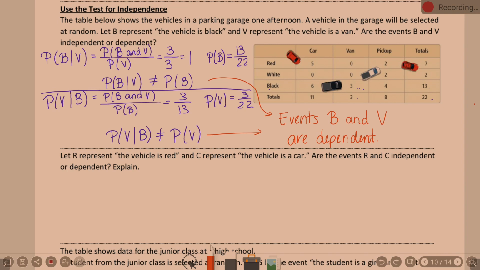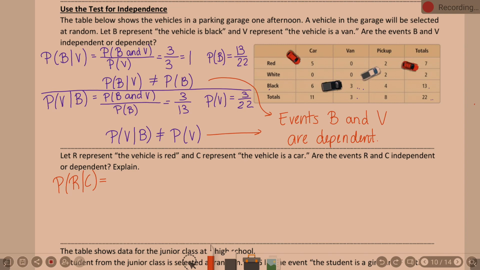Okay. One more using this same chart. Let R represent the vehicle as red, so R is defined to be red, and C represent the vehicle is a car. Are the events R and C independent or dependent, and explain? So again, we're using our test, right? So again, it's a matter of practicing how we set it up. What do you want to set up first? Okay. Probability of R given C, which is probability the vehicle is red, given it is a car.